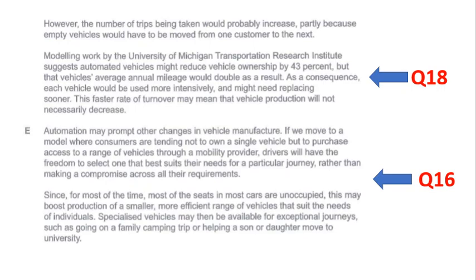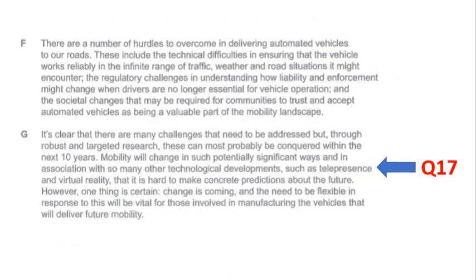Of course, we have completed all of them, but I do want to show you the answer for the last statement. So there are a number of hurdles to overcome in delivering automated vehicles. So this paragraph is talking about the problems, number of hurdles. So what are they? Technical difficulties are there, then traffic, weather, road situations, regulatory challenges. So this whole paragraph is just talking about the hurdles.